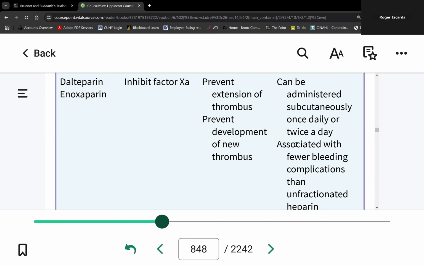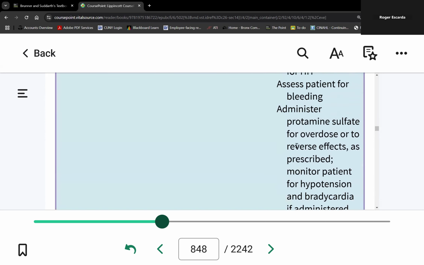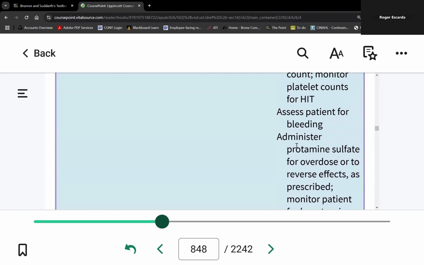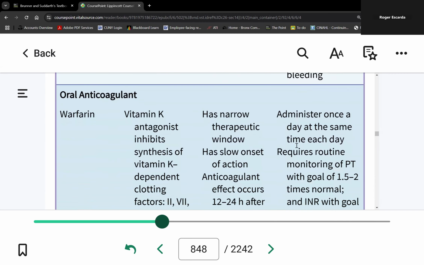So it doesn't really require PTT monitoring when you're on enoxaparin. But for heparin infusion, do we require PTT? Yes, every 6 hours during the infusion. Next, warfarin.